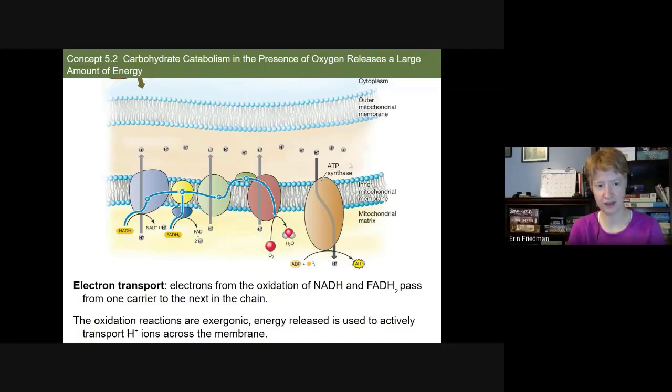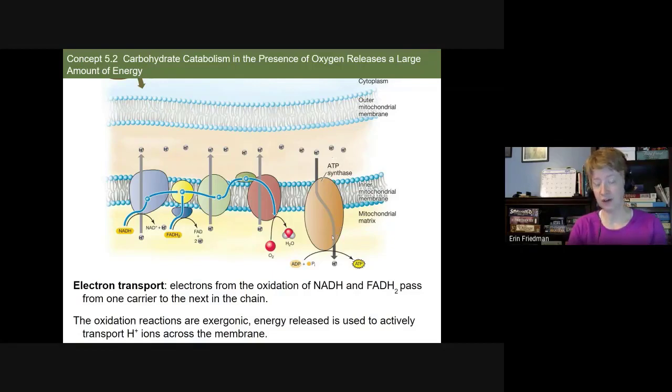So here's the magical last step. There's an enzyme made up of a whole bunch of proteins, all organized together in a very precise three-dimensional shape. This enzyme is called ATP synthase. It's going to synthesize or build ATP.